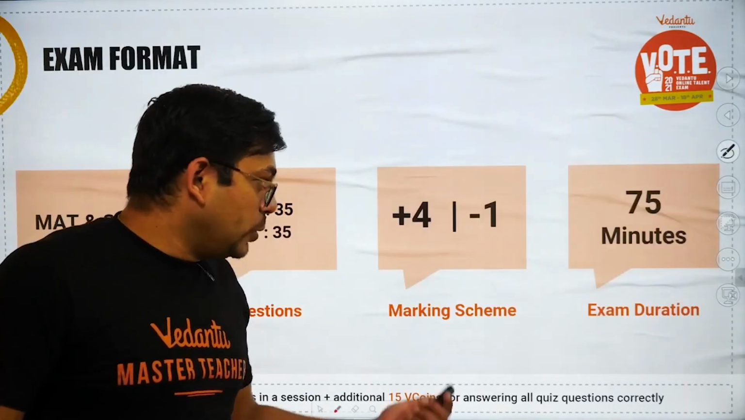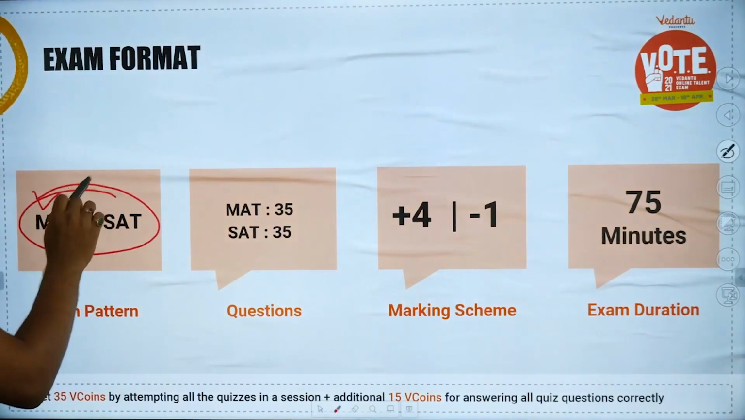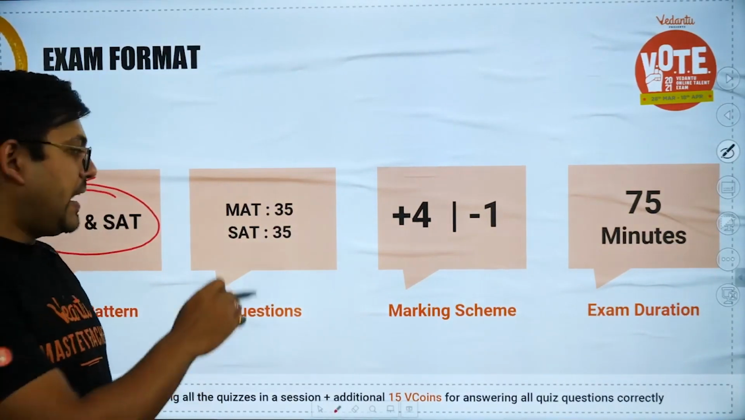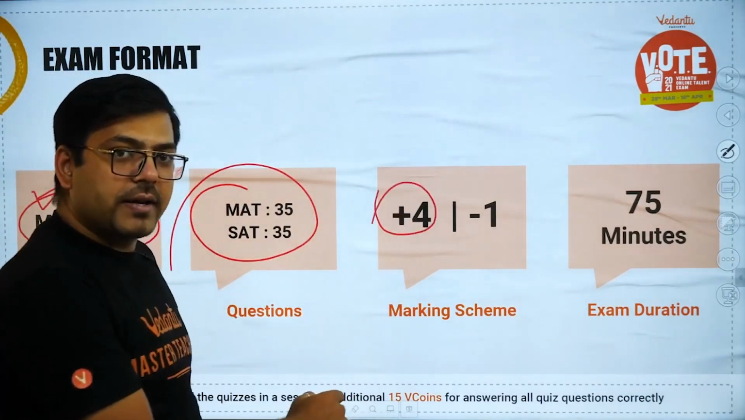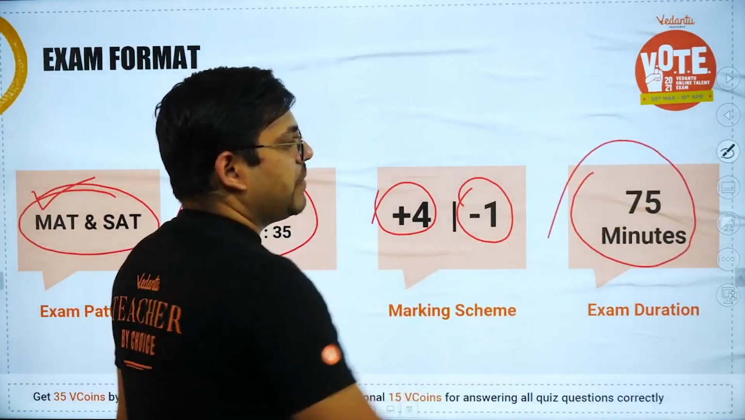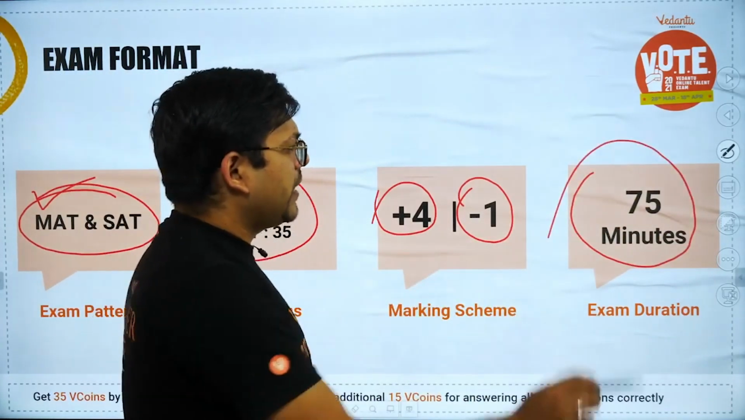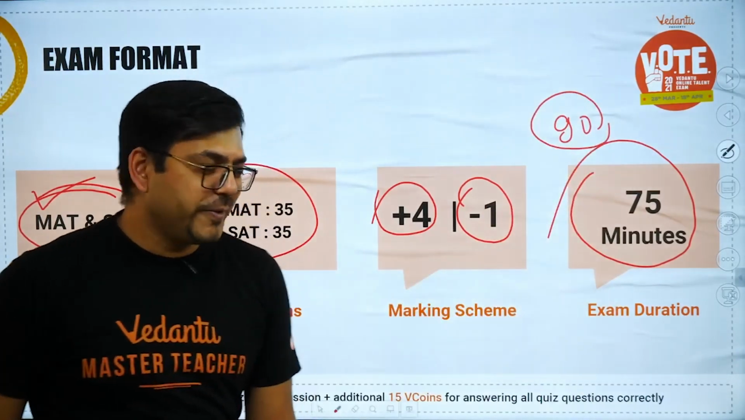Okay. Cool. What will be the marking scheme or the examination pattern? MAT plus SAT paper will be there. MAT will have 35 questions, SAT will have 35 questions, +4 -1 will be the marking scheme, +4 for right, -1 for negative, and 75 minutes will be the test. If I'm not wrong, I guess this was 90 minutes. Just check it out on the app, you'll get it. Okay.